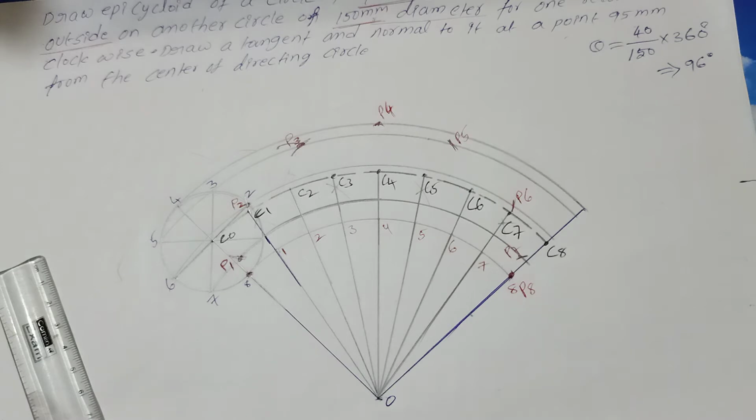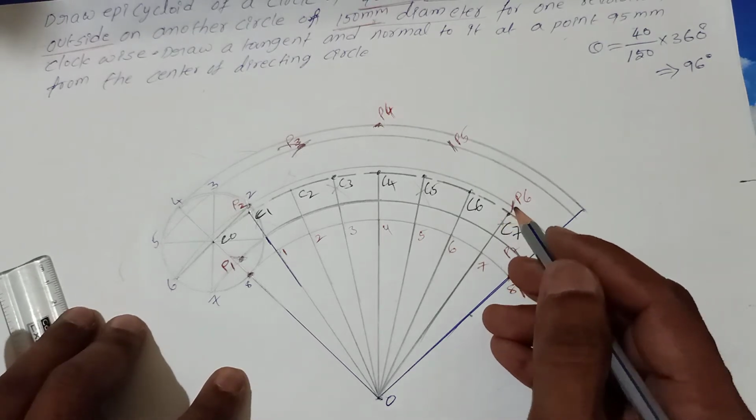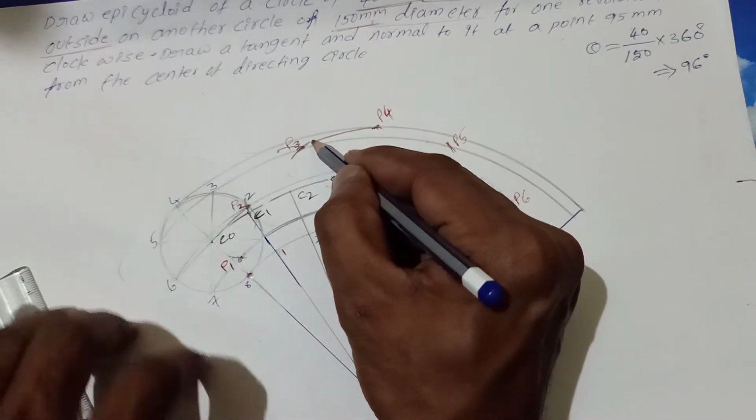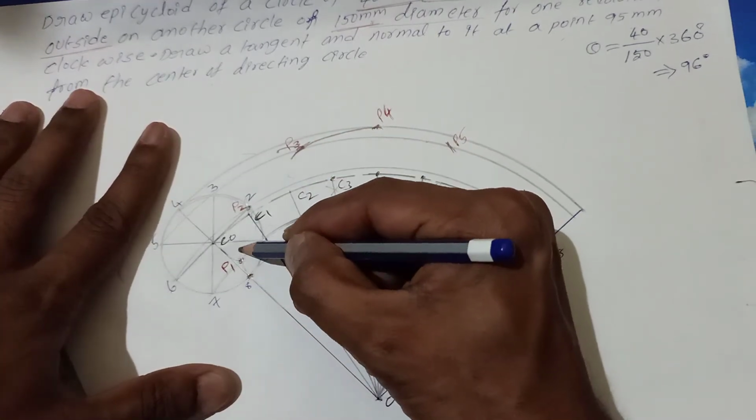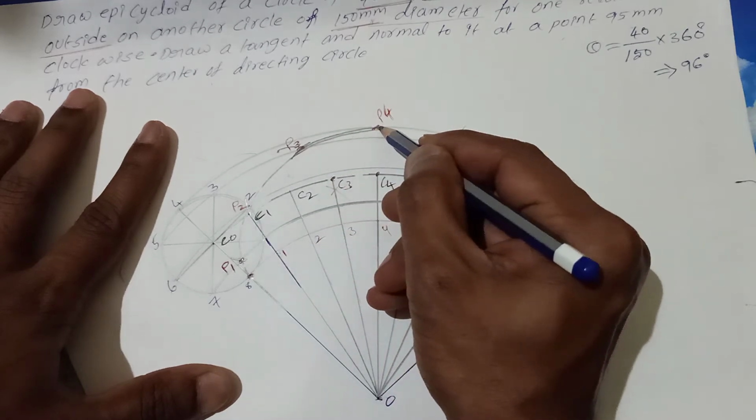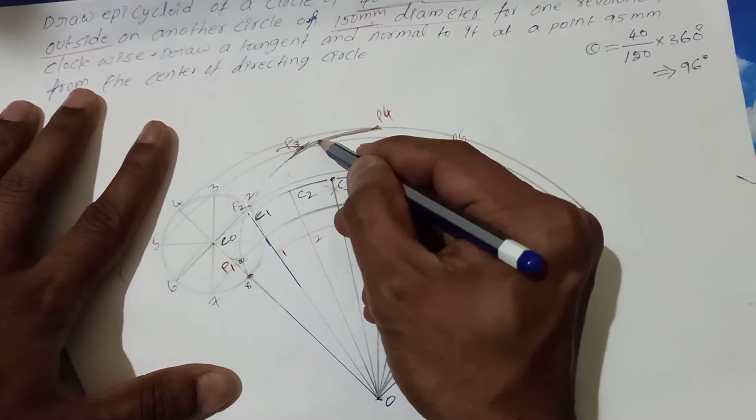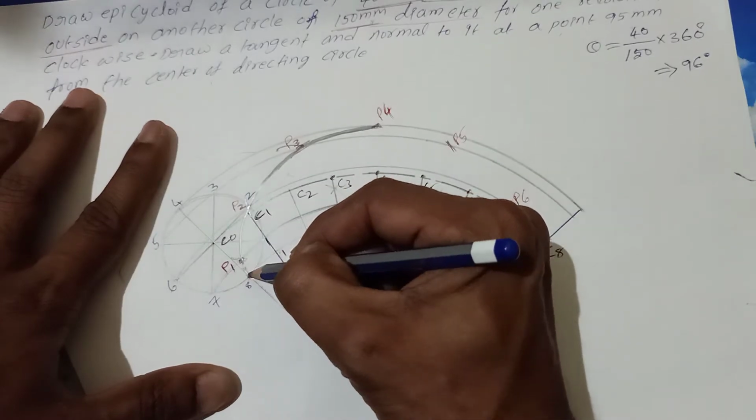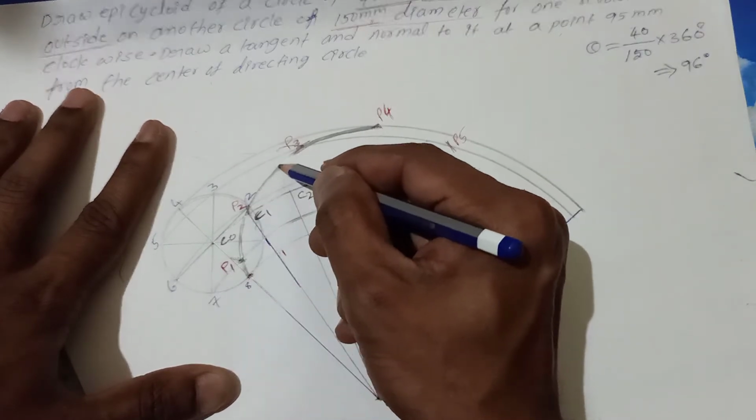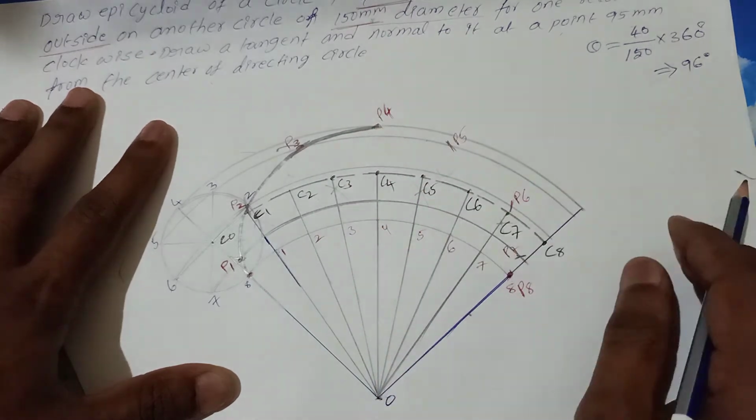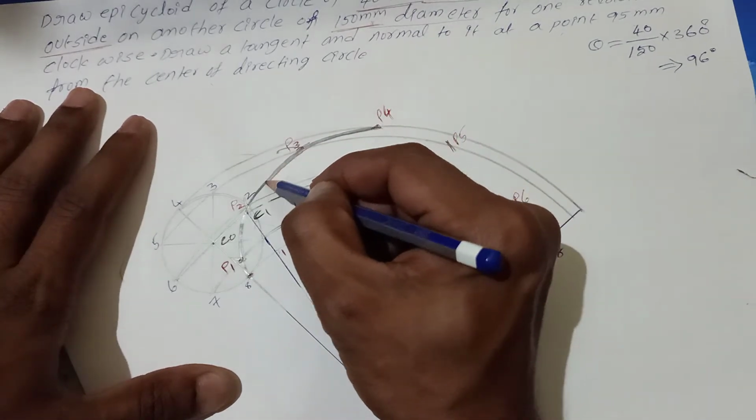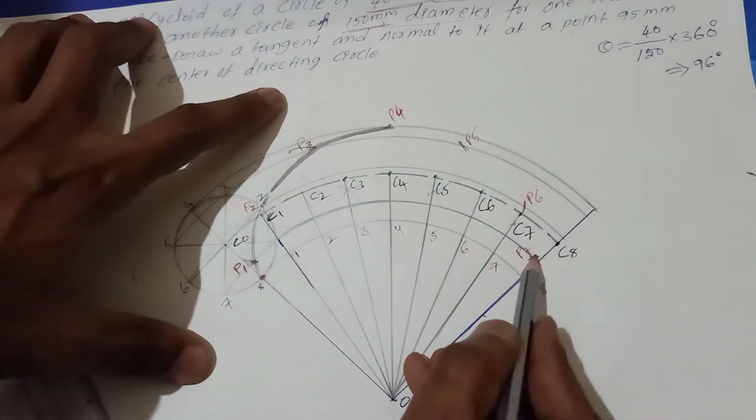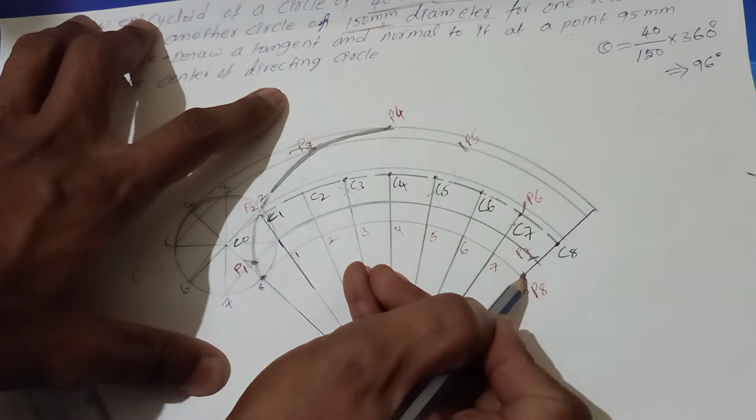You have to join these points with a smooth curve. See here how I am drawing the smooth curve. Through these points we have to draw the smooth curve. Double stroke is not allowed. Here, for clarity, I am drawing 2 or 3 times on the same curve, but you have to complete the curve within a single stroke.